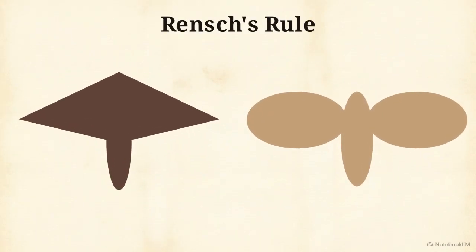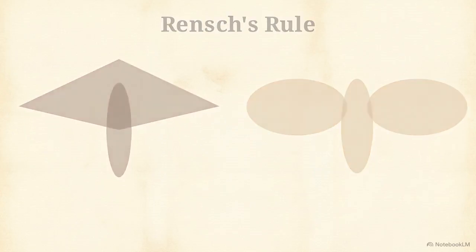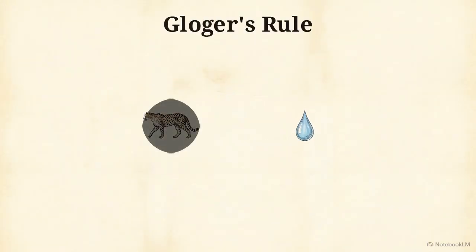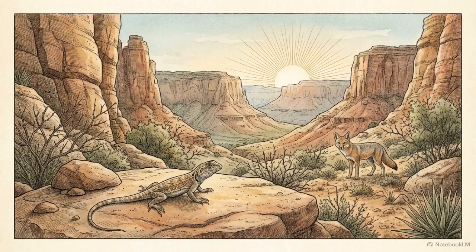Wrench's rule links narrower wings in birds to colder regions. Jordan's rule notes higher vertebrate counts in fish living in low-temperature waters. Glogger's rule maps darker animal pigmentation to hot, humid climates. Organisms navigate these thermal bounds using different internal strategies.